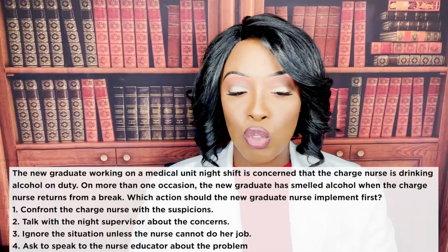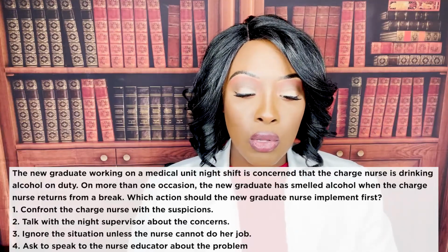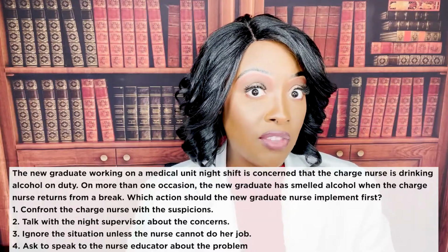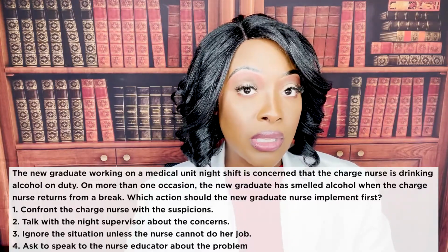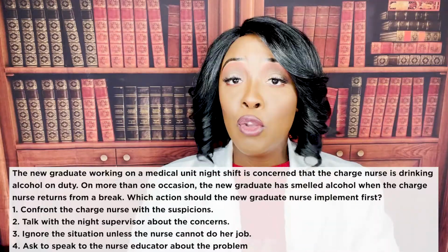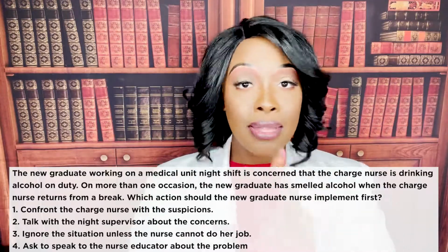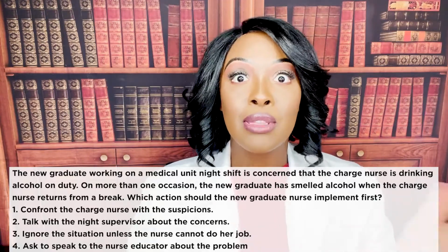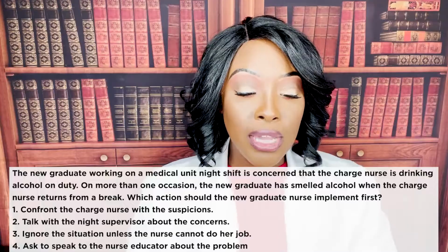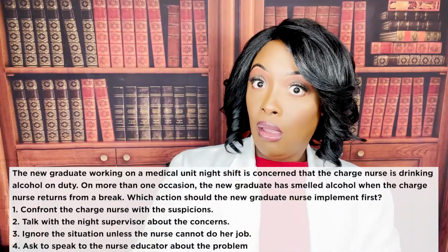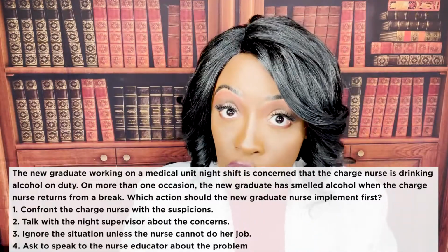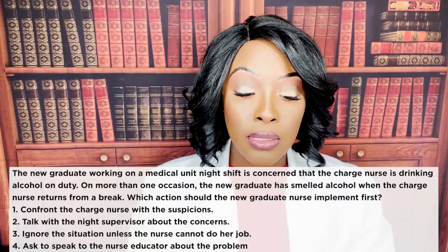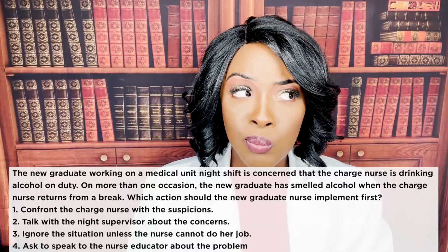Now let's look at our answer choices. 1, confront the charge nurse with suspicions. Didn't I just tell you if patient safety was involved, you don't go directly to the person? If you see an answer choice that says confront, that's not going to be your answer, because we don't want to confront anyone. We want a solution to the problem, so that's not going to be it. 3, ignore the situation. Oh, so patient safety is involved and you're just going to ignore it? No, you're not. Absolutely not. So that's wrong. And then choice 4, ask to speak to the nurse educator about the problem.